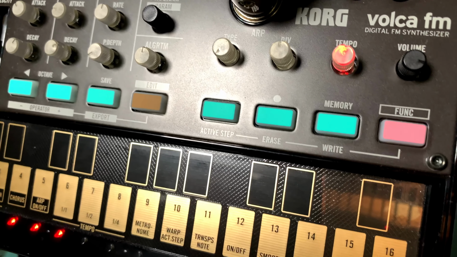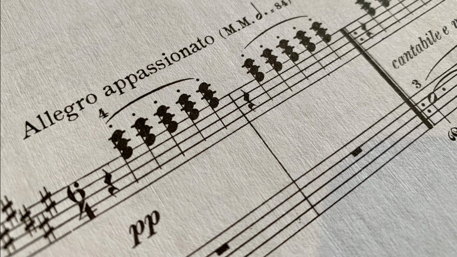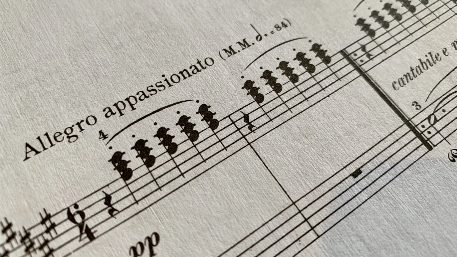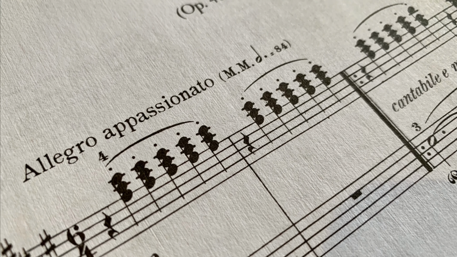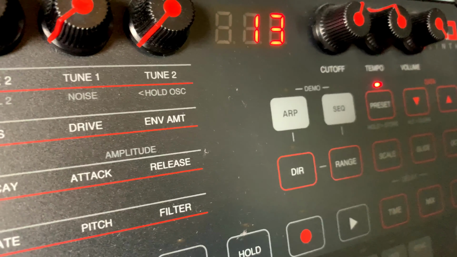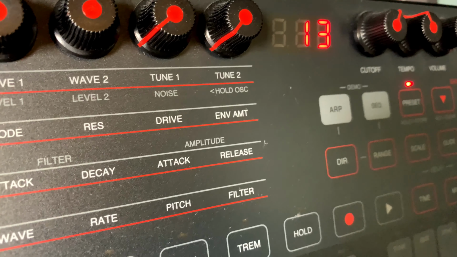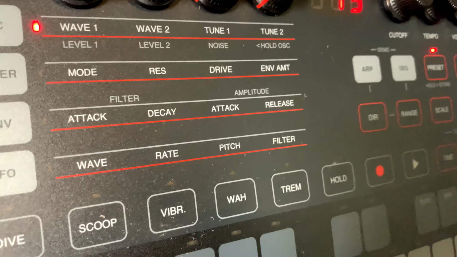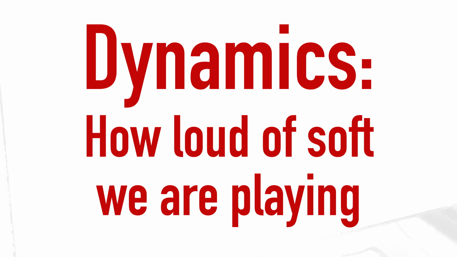A lot of the performance directions we see are written in Italian, but sometimes performance directions are also written in French, German, as well as English. All of the words we're going to look at today are in Italian. Let's start by looking at dynamics. Dynamics means how loud or soft we are playing.